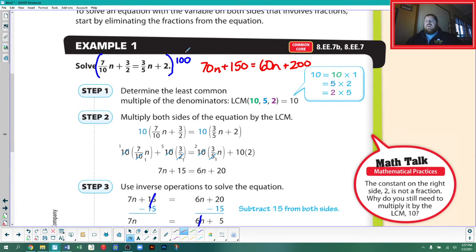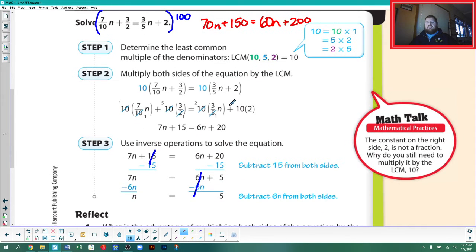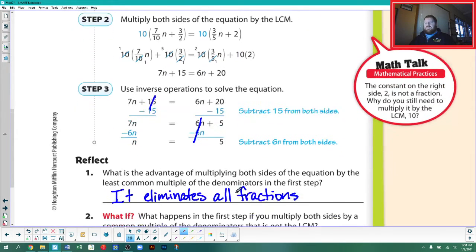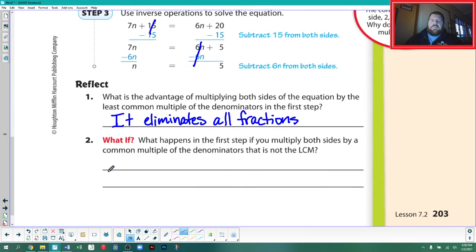So if I multiplied it by a different common multiple that wasn't the least common multiple, I still don't have any fractions. I still get rid of all of my fractions. I just have a lot bigger numbers. So it's kind of a trade-off. It's totally okay to do that. It just doesn't make it as simple as it was before. It actually adds a step at the end because we'd be left down here, long story short, with 10n equals 50. Okay. So what happens?